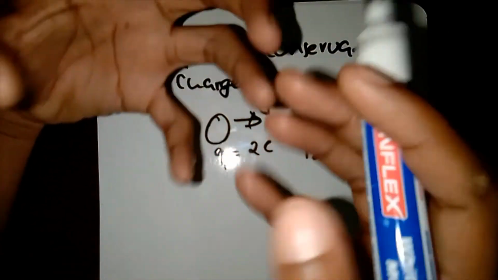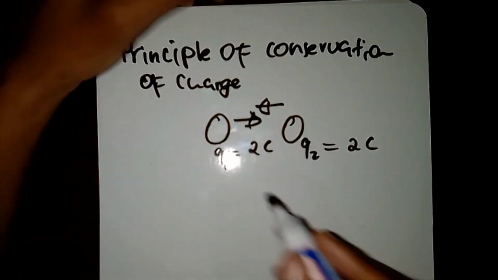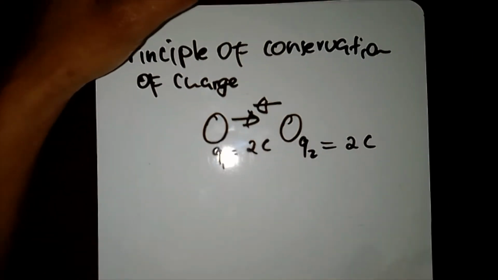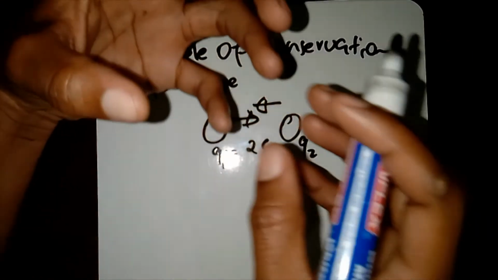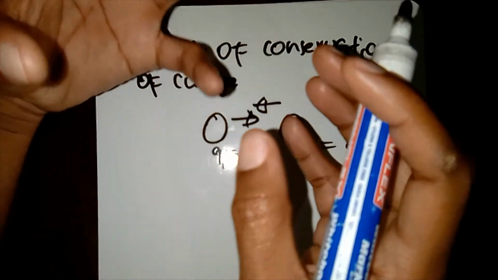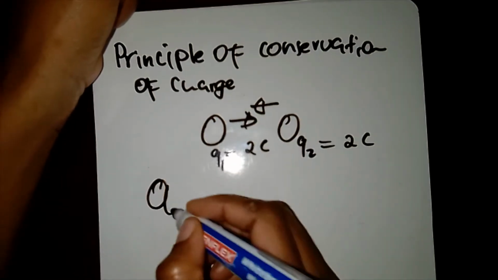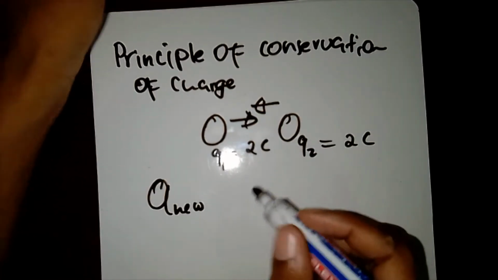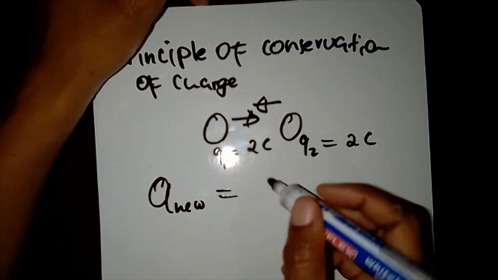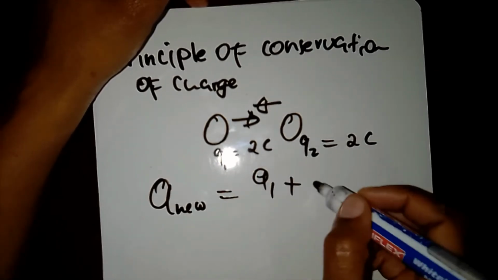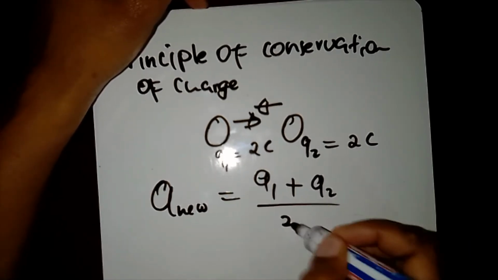So the total charge between them is shared, and if the 2 conductors are identical, such as this one, then each charge at the end, so we'll have a new charge Q new, will just be a half of the total charge. So what does that mean? That means we have Q1 plus Q2 all divided by 2.